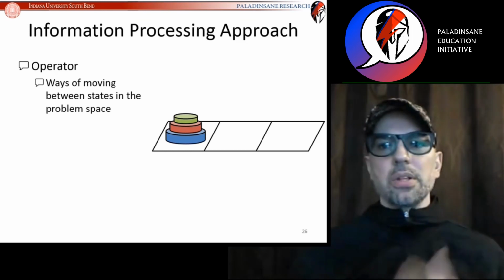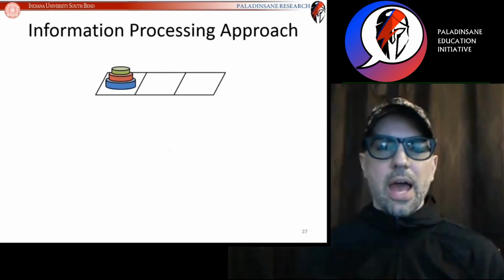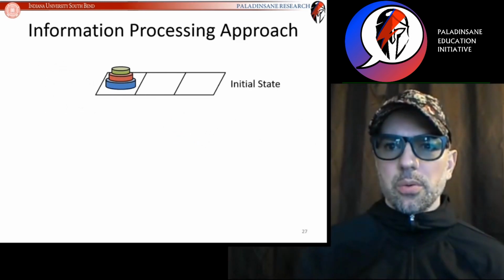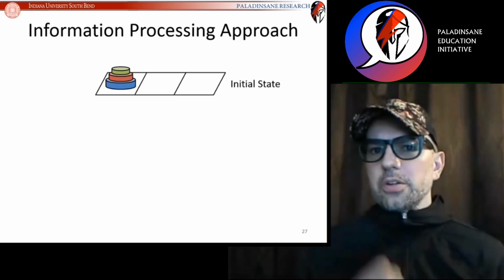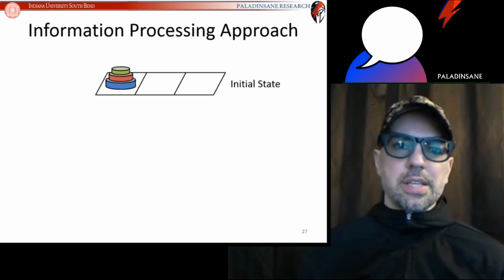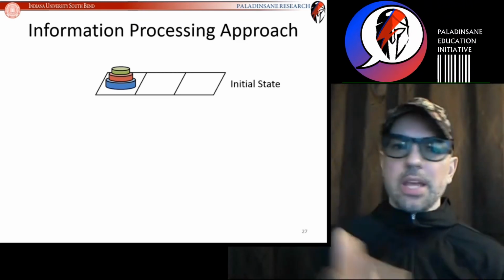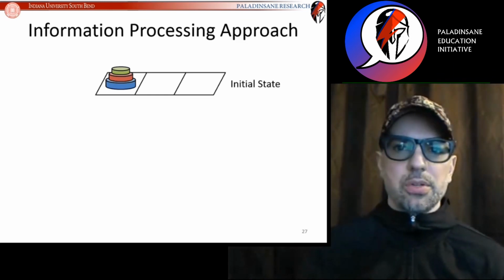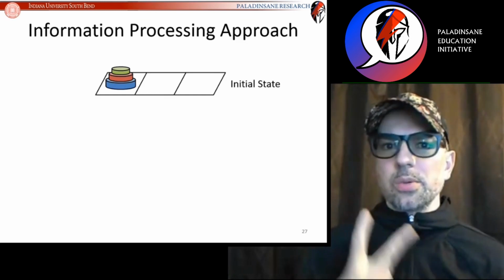So let's start building up the problem space for the Tower of Hanoi. So we have our initial state. That's where we will start. And let's take a look at the first move we can make. Now, because of the rules of this problem, we can only move the green disk, right? We cannot grab the red disk. We cannot grab the blue disk. You can only grab the top disk.